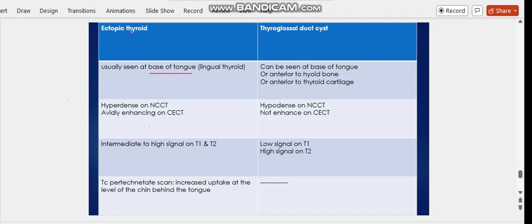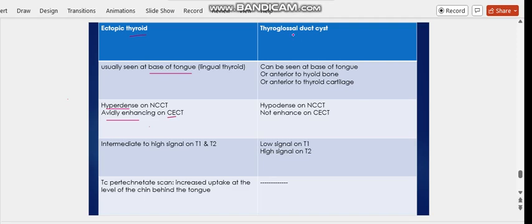This is thyroid tissue, so it will be hyperdense on non-contrast CT, and it will be avidly enhancing on contrast enhanced CT, because this is thyroid tissue. Why will it be hyperdense on non-contrast CT? Because it contains iodine. This was a question in the FRCR 2A.